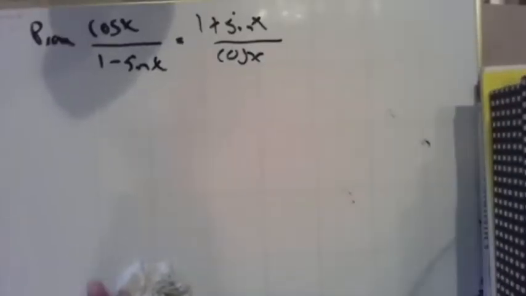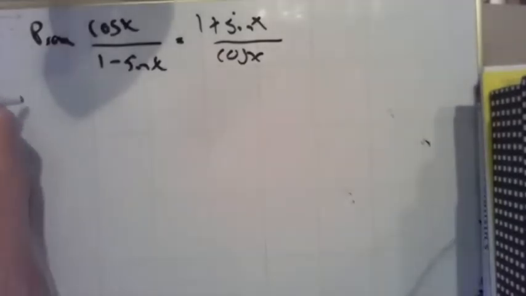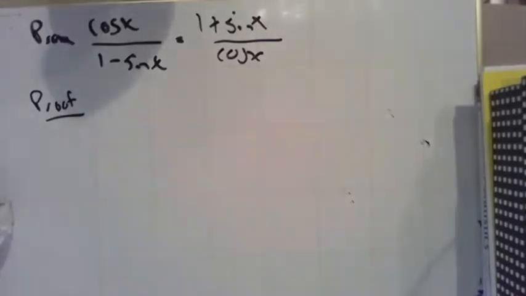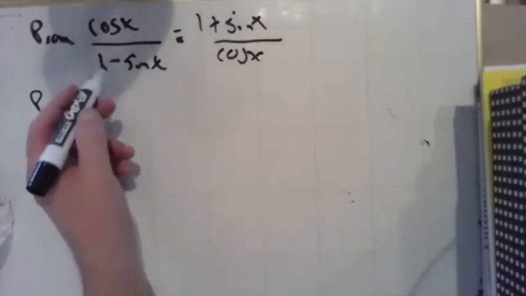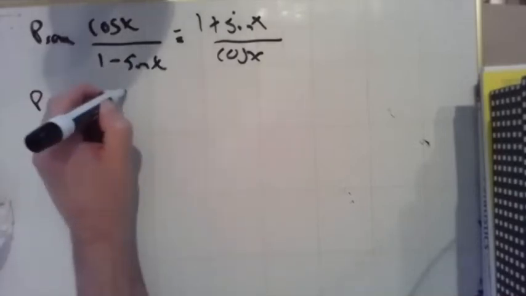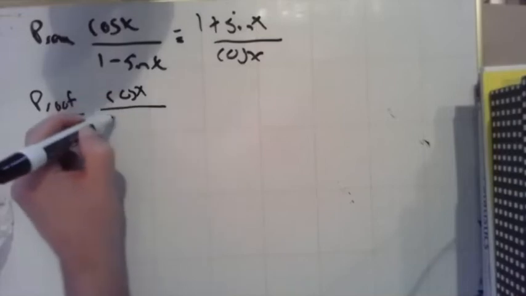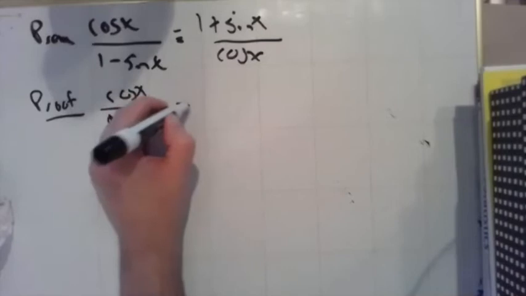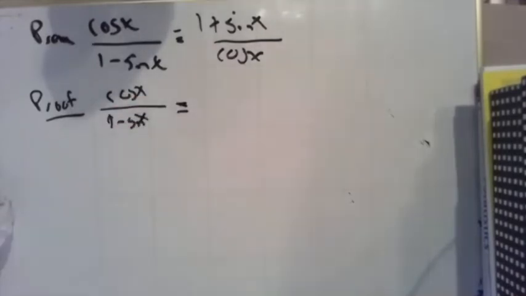Okay, this one's a little tricky. There's a trick to this that you probably wouldn't come up with on your own. So I'm going to teach it to you because somebody taught it to me. Proof. On these, it really doesn't matter which side you start with. A lot of them don't. That's an equal sign there. So I'm going to start with the left-hand side. Cosine of x over 1 minus sine of x. Put my equal sign and do something legitimate.